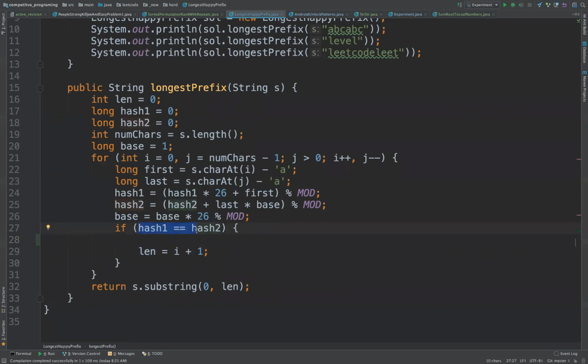Why is this base 26 and not 31? Like we used 31 last time. Yeah, so basically you have to choose some number greater than or equal to 26. So it can be 26 or it can be 31.